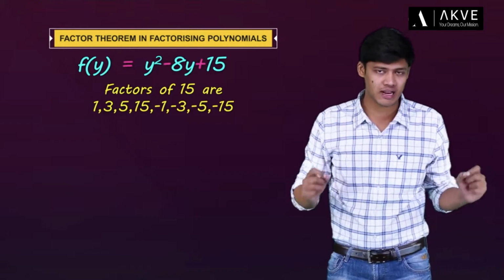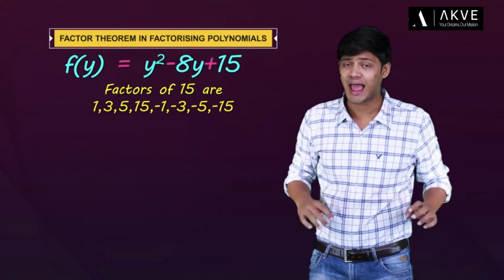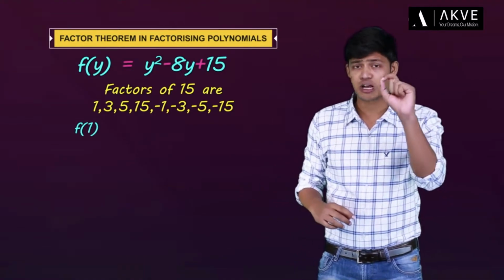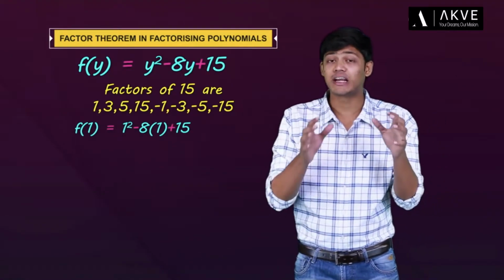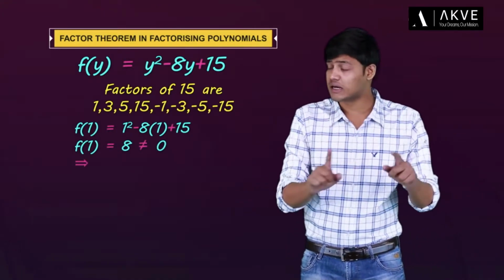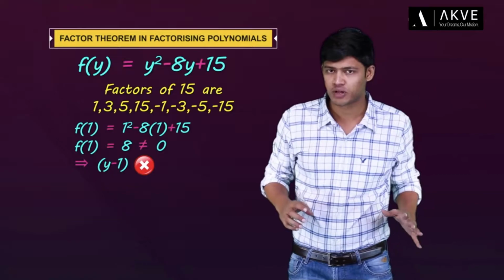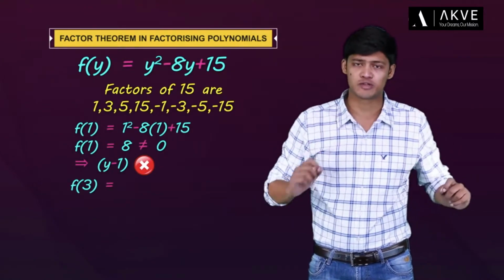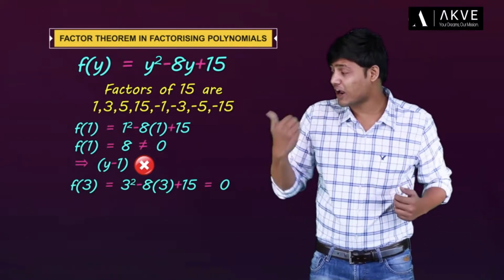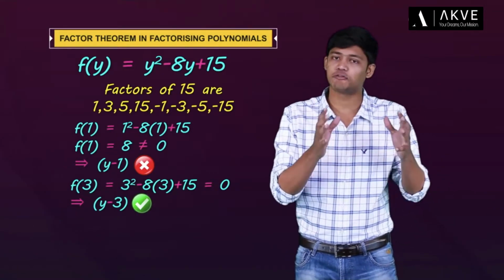Now by trial and error we substitute each of these values in the polynomial f of y and see whether it equals 0 or not. So if we substitute 1 in place of y, we get f of 1 equal to 8 and not equal to 0, which implies that y minus 1 is not a factor of the polynomial f of y. Now if we substitute 3 in place of y, we get f of 3 equal to 0. So from this we can conclude that y minus 3 is a factor of the polynomial f of y.